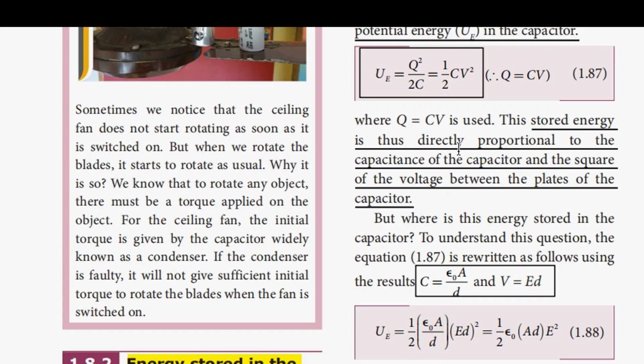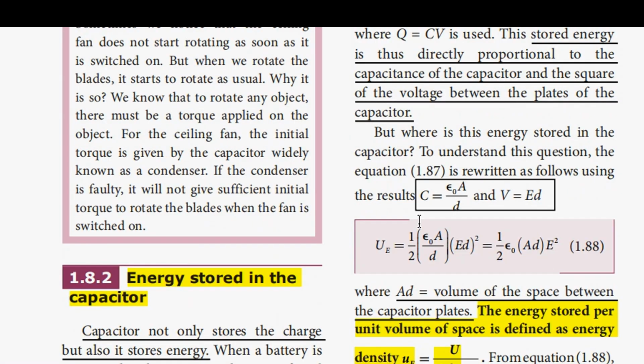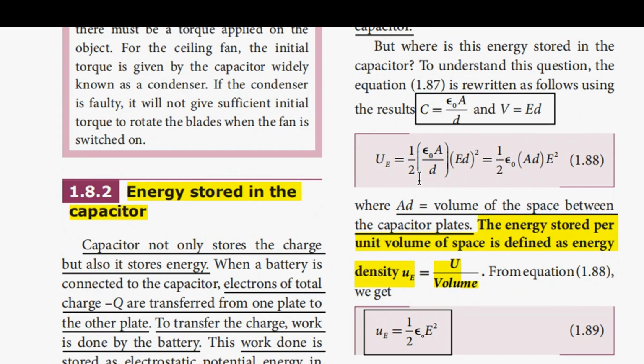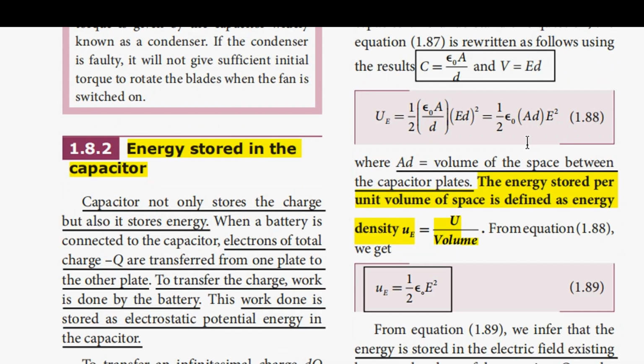This stored energy is thus directly proportional to the capacitance of the capacitor and the square of the voltage between the plates of the capacitor. But where is this energy stored in the capacitor? To understand this question, the equation on page 7 is written as C equal to epsilon A by D and V equal to E times D. U is given by half epsilon A by D into ED square, that's equal to half epsilon AD into E square. So this AD is the volume of the space between the capacitor plates.